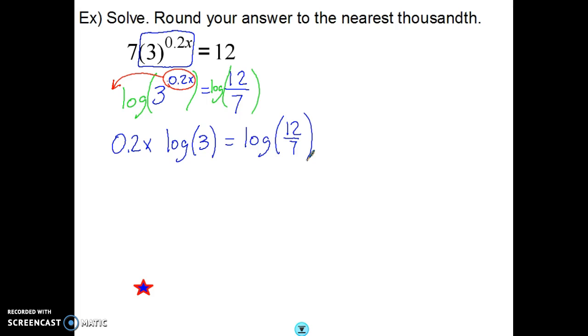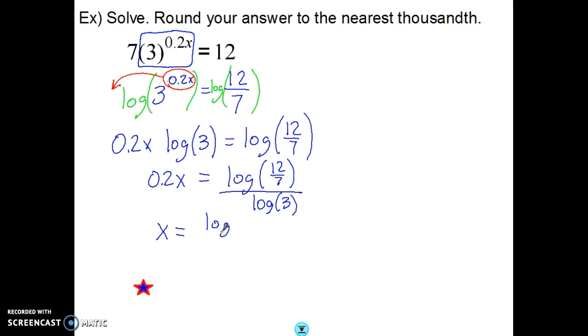Now we're on to our final step, step 4, which is just to get x alone. So the first thing we have to do is start dividing pieces away. Specifically, we're going to divide away the log of 3, which will leave us with 0.2x equals log of 12 sevenths over log of 3. And then x is almost by itself, but not quite. We have to still divide away this 0.2. So x is going to end up being log of 12 sevenths divided by log of 3.